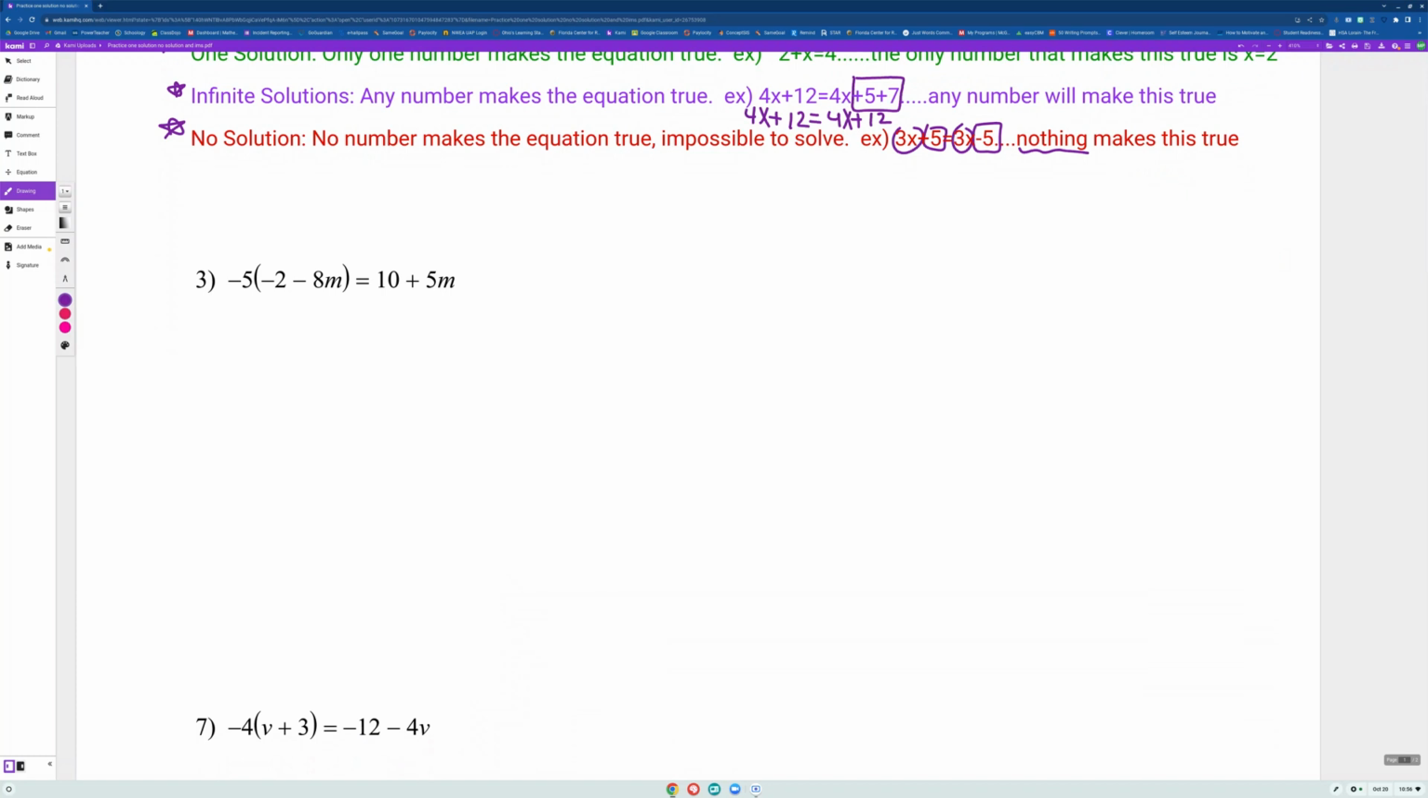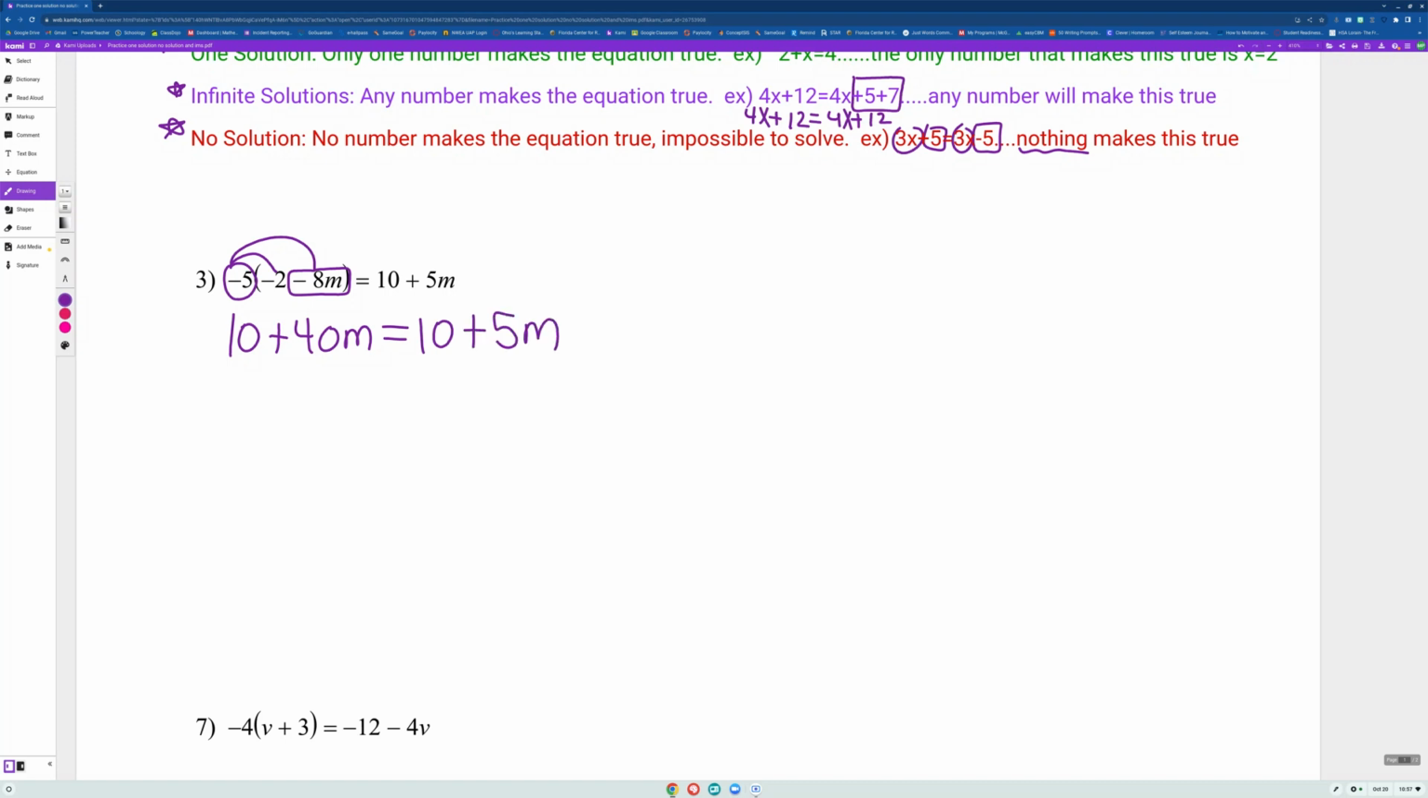So my first step here is I want to get rid of these parentheses. In order to do that, I'm going to take my -5 and distribute to my -2. So -5 times -2 is positive 10. Now I'm going to take my -5 and distribute with my negative 8m. Well, negative times a negative is a positive, and 5 times 8m is going to give me 40m, is equal to 10 plus 5m.